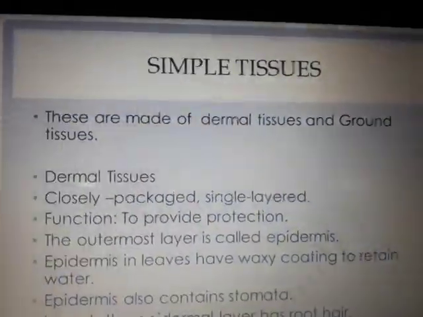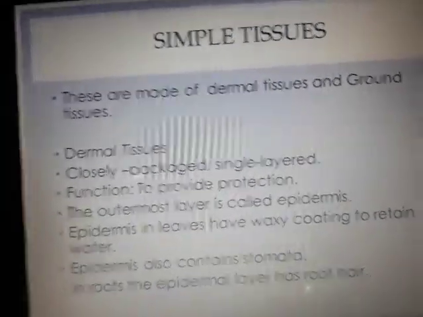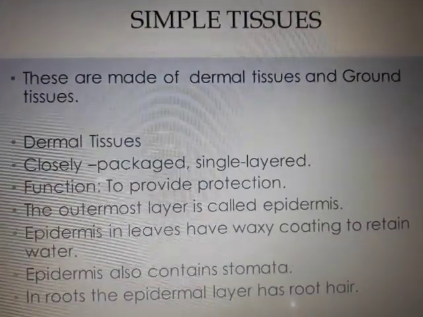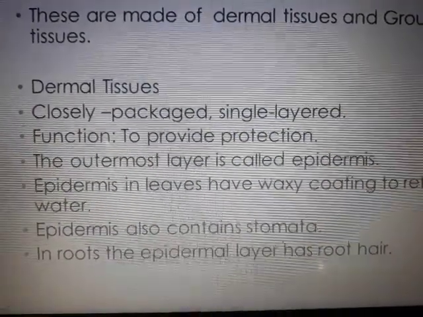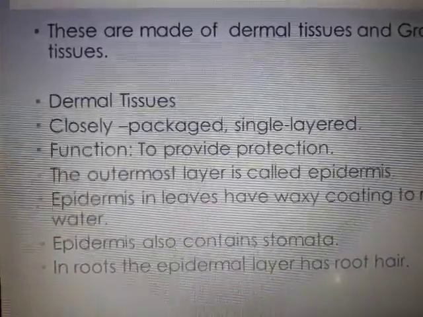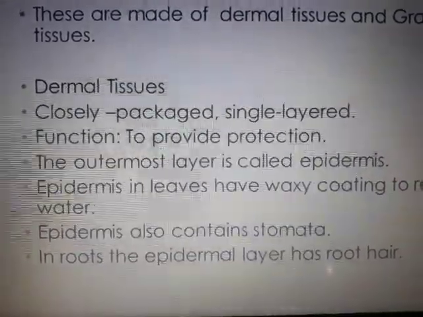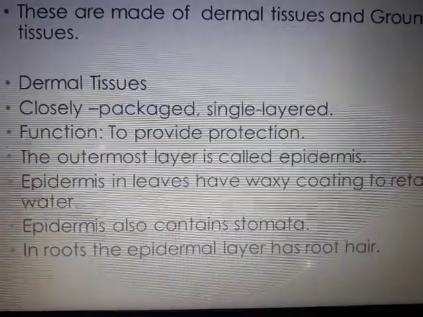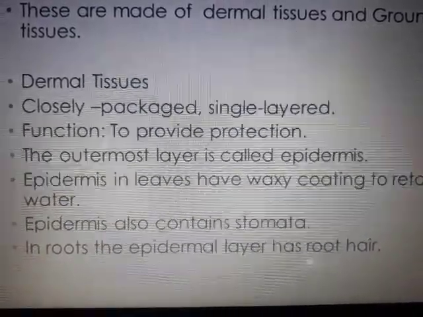So let us study what simple tissues are first. These are made up of dermal tissues and the ground tissues. Dermal tissues are very closely packed. Dermal tissues are just similar to our skin. They cover up the organs or the organisms, so their function is to protect. The outermost layer is called the epidermis, and in some cases it has a waxy coating to retain the water so that the leaves don't dry.